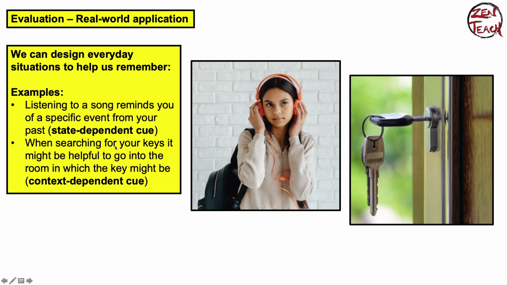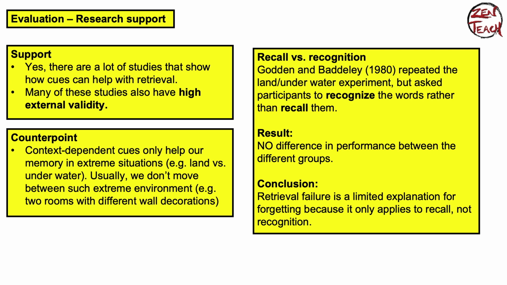Or maybe when you're searching for your keys, going back into the room where the keys might be might help you remember where you put the keys. And that's an example of a context-dependent cue, where the environment, the room, helps you remember where you left that key. Let's look at some research support or limitation of this kind of study.